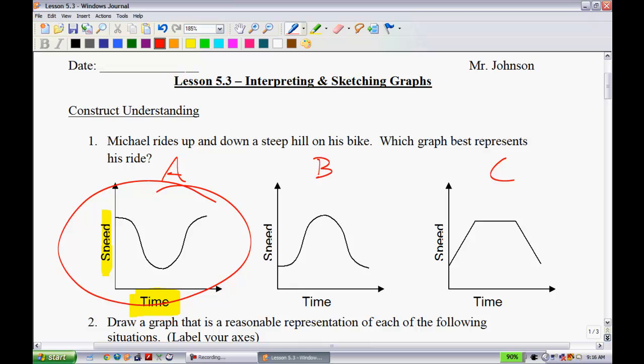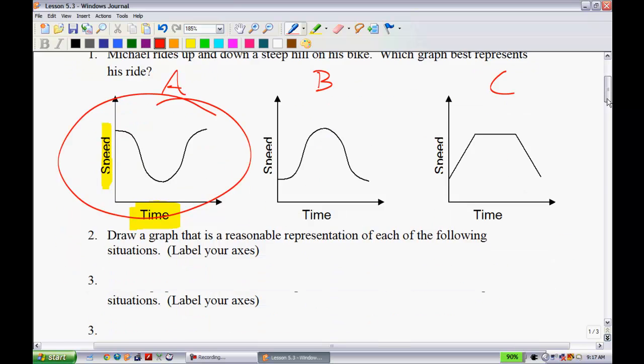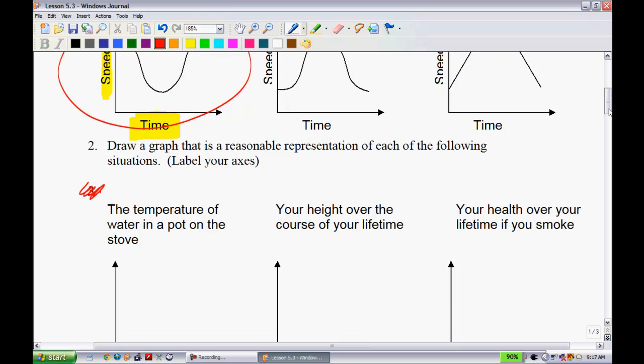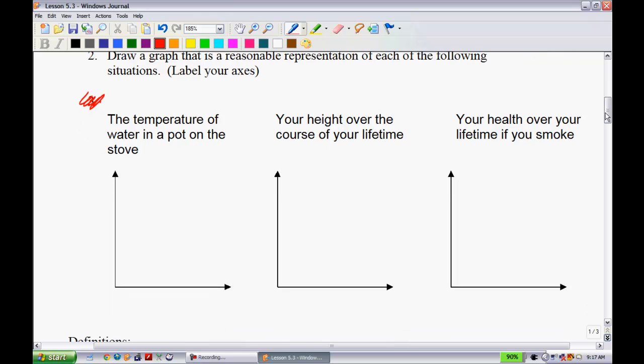All right. So on your quizzes and tests for these, I'll sometimes just be giving you a series of these graphs, and you'll just have to match them up with the correct scenario. All right, number two says, draw a graph that is a reasonable representation of each of the following situations. This shouldn't be a little three right there, that's a typo. So what they want us to do is to see what happens with these scenarios.